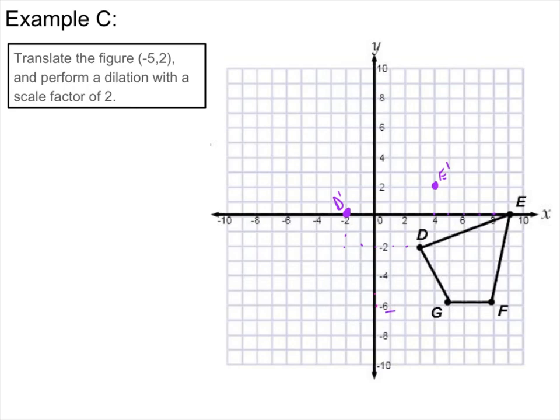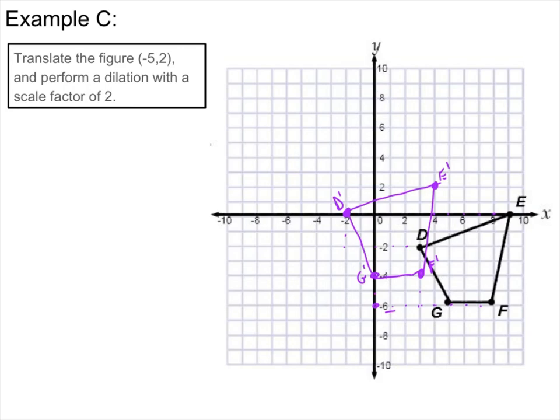Same thing with G. We're going to go 1, 2, 3, 4, 5, and up 2, 1, 2. So we've got our G prime, and then we're going to go 1, 2, 3, 4, 5, 1, 2 with our F prime. So now that we've got all of those and we've got our fancy looking trapezoid, we're now going to perform a dilation with a scale factor of 2, which means we're going to need to multiply all of our points by 2.